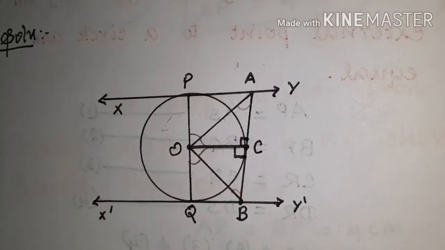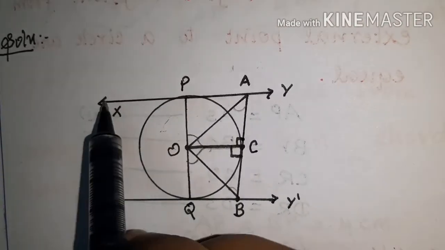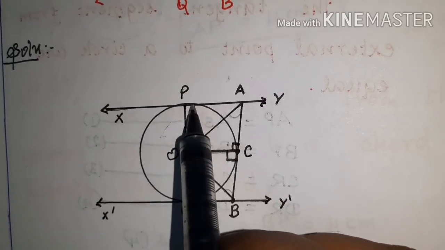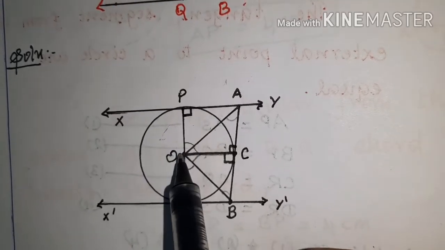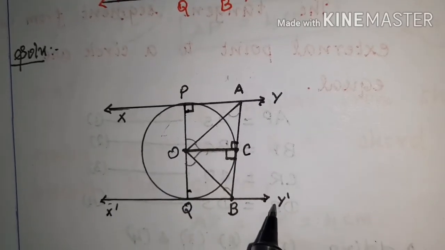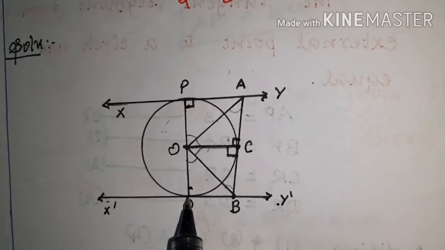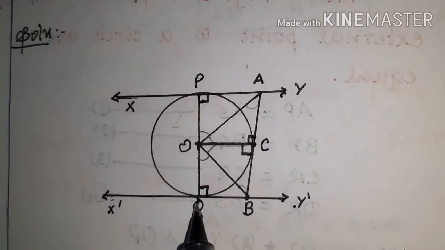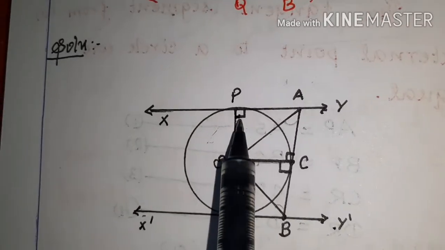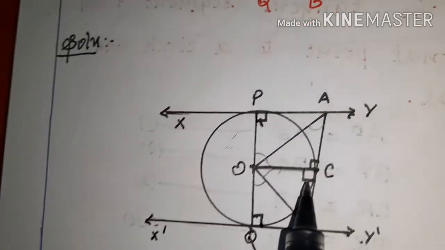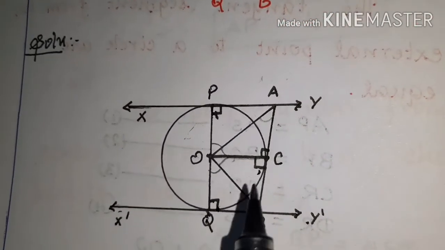Now you see, XY is a tangent at the point of contact P. So this tangent is perpendicular to the radius. So here it is a right triangle. Likewise here also X'Y' is a tangent at the point of contact Q. So here again it is perpendicular to the radius OQ. So by the tangent radius theorem we can say angle at P is 90 degrees, angle at Q is 90 degrees, as well as angle at C also is 90 degrees.